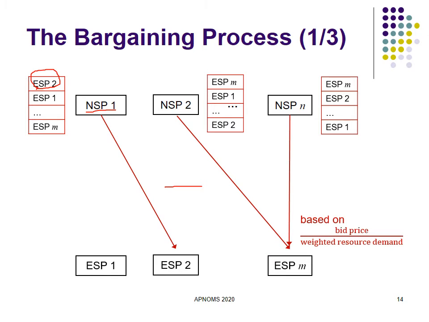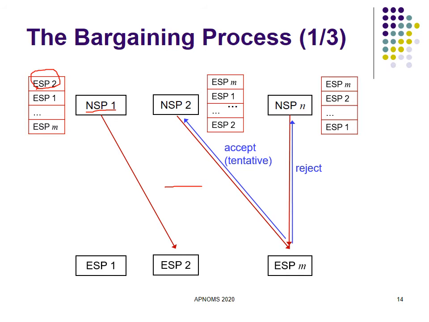The rejection is based on this value: the bid price offered by the network service provider divided by the weighted sum of the amount of resource demanded. In this example, ESP-M rejects NSP-N but accepts NSP-2. Note that the acceptance is only tentative.